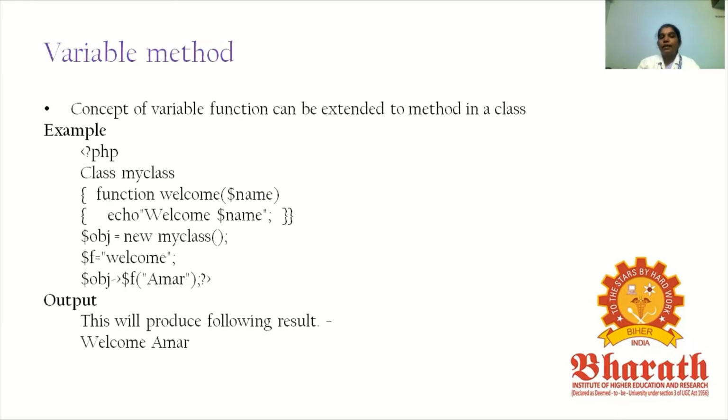So how can you invoke the method which is inside of the class? With the help of an object. So you should create an object, then invoke it, and in this example, pass a value. $object arrow $f of Amar. The word Amar is passed to the method inside of the class, and it will be assigned to the variable name, then it will surely produce the result: welcome Amar.